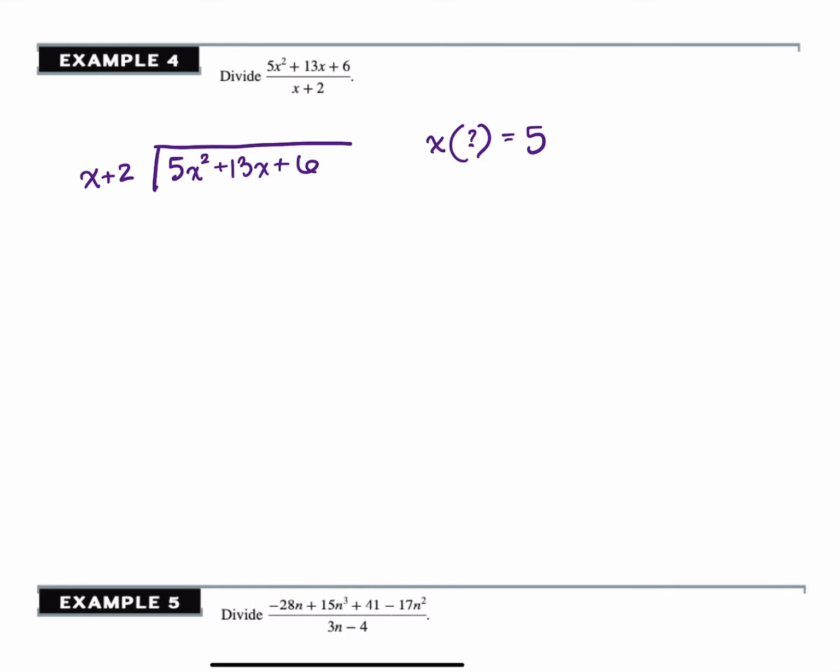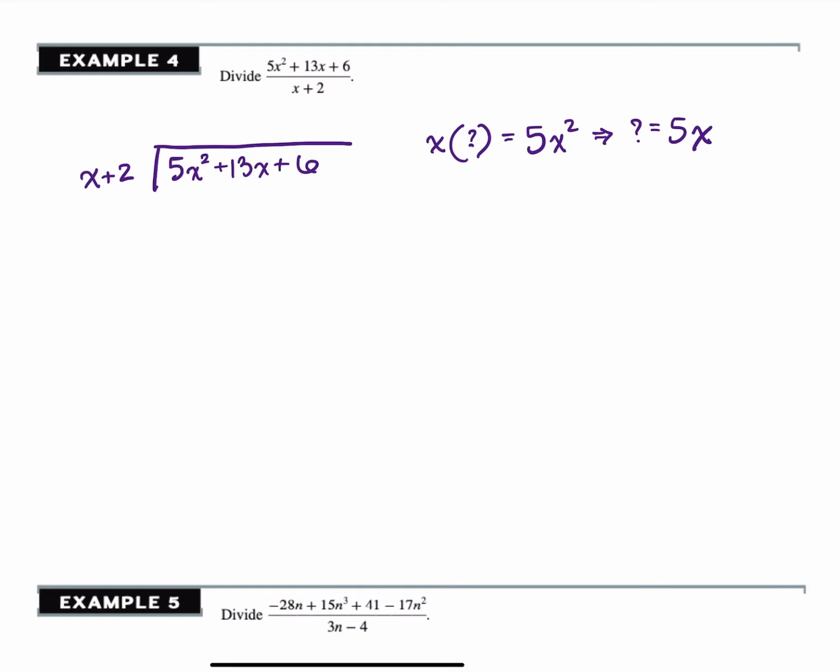Equals 5x squared, I mean. x times what gives me 5x squared? So what should I multiply here? Well, I definitely need the 5, and I have x to the first power, so I would want to multiply by 1 more. If I did 5x times x, that will give me 5x squared.